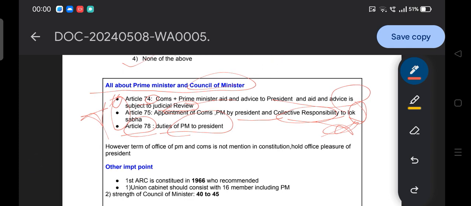However, the term of office of the prime minister and council of ministers is not mentioned in the constitution. They hold office at the pleasure of the president. So if they ask the question, you need to remember there is no mention regarding the term of the prime minister or council of ministers. They hold office at the pleasure of the president. Similarly, the governor also has no defined term in the constitution. They hold office at the pleasure of the president.